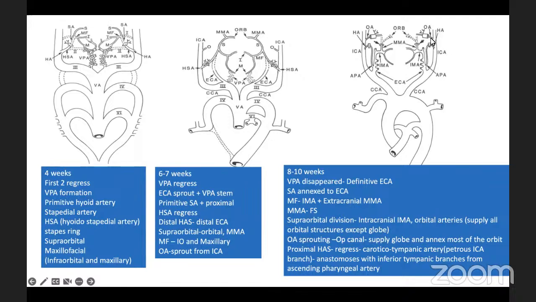However, the ICA starts sprouting and forms the ophthalmic artery, which later takes over the major supply of the orbit, and this part regresses slowly. The previous remnant of the hyoid artery becomes the caroticotympanic artery, and it has an anastomosis with the ascending pharyngeal artery branch of the ECA. So there is an anastomosis formed here as well. This is the regressed part.